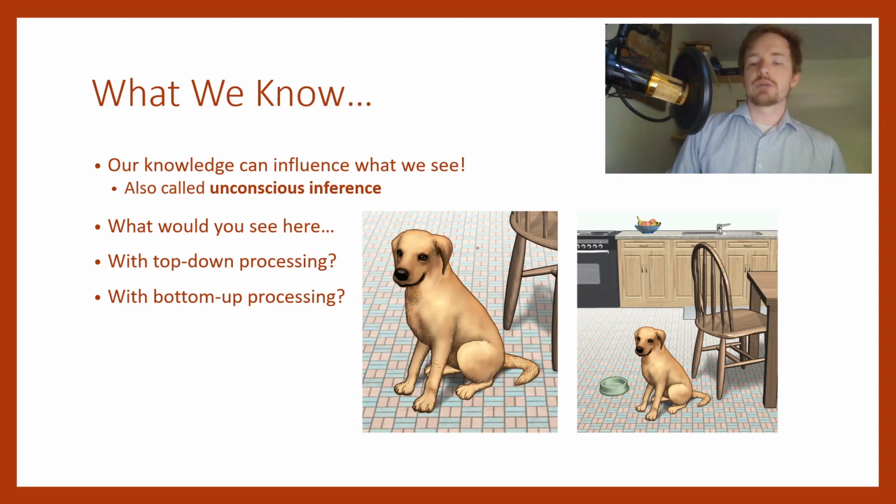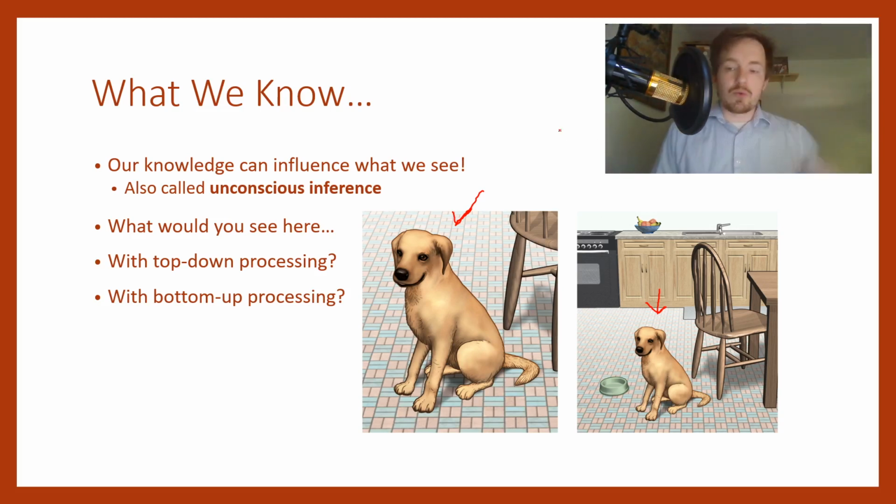If you were to look at this dog and this dog, we know they're the same size, right? We can get a pretty good idea about why they're the same size because we have a reference point. We see that they are as big as this chair, right? And so we know they're the same size. So what are we using? We're using top-down processing because we're putting these clues together to figure out what it is that we're seeing.